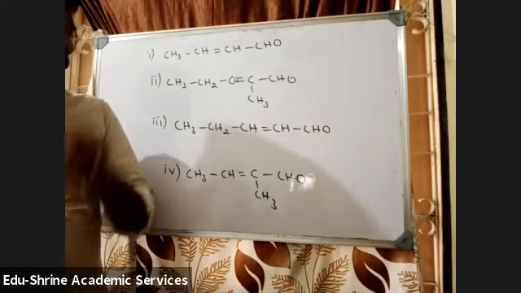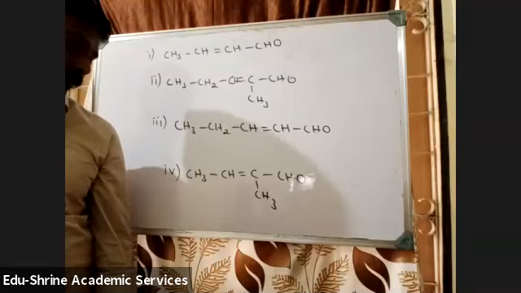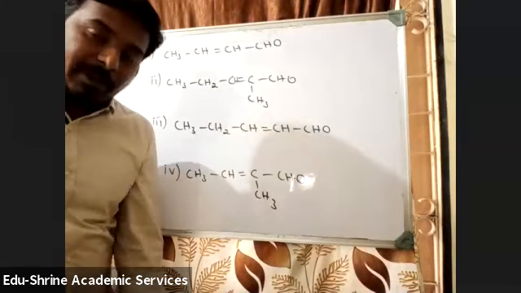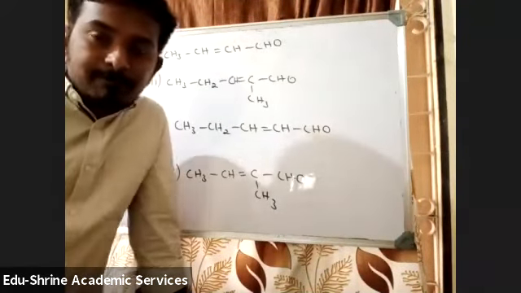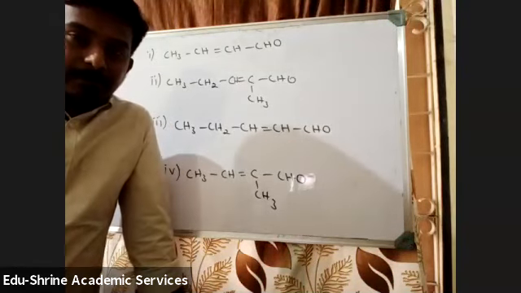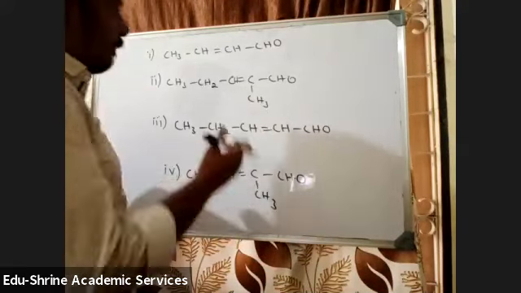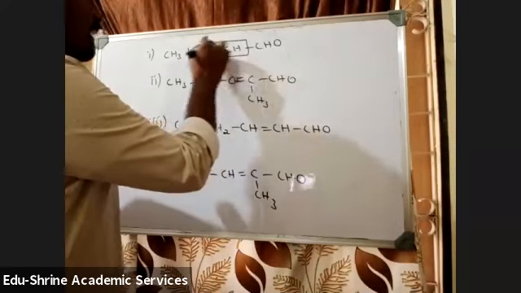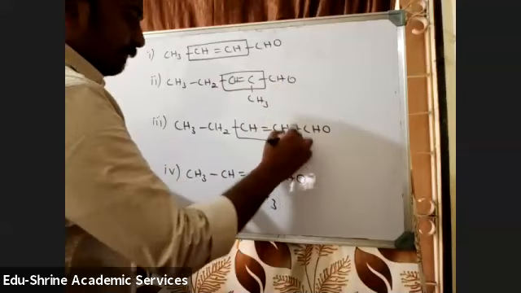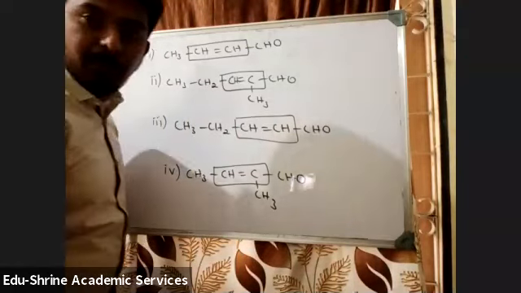Think and tell me, students. Which one will be the major product? 4. Any other answers? Very good. So the answer will be 4. So obviously it is alkene formed as the product. Alkene is formed as the product.